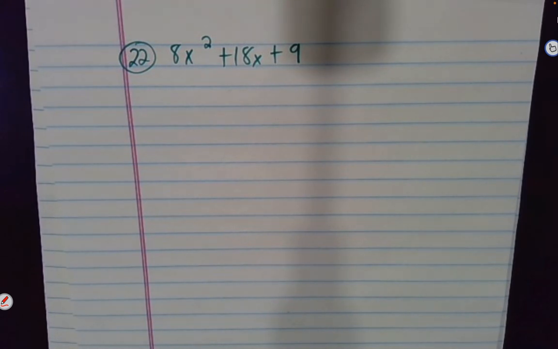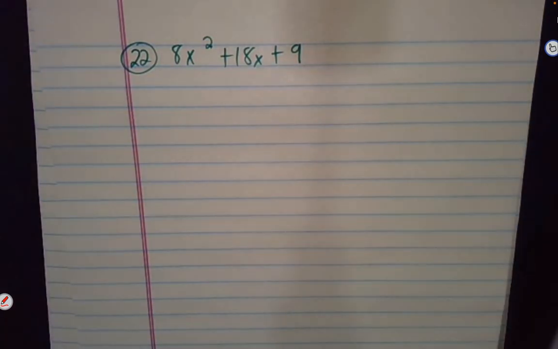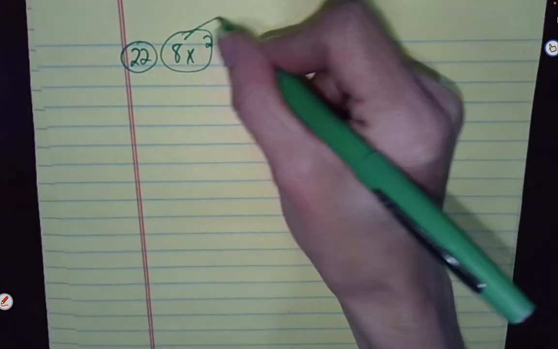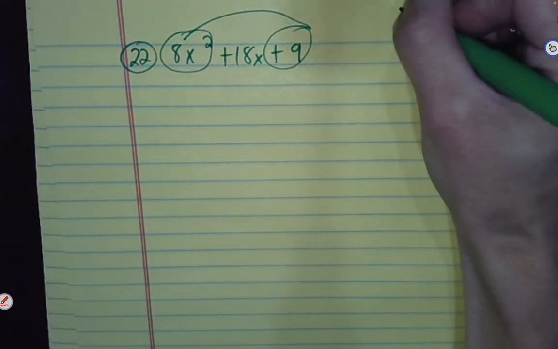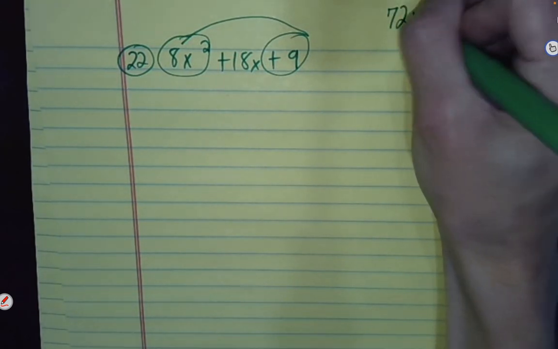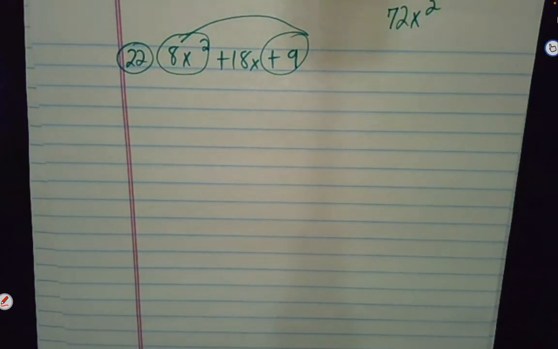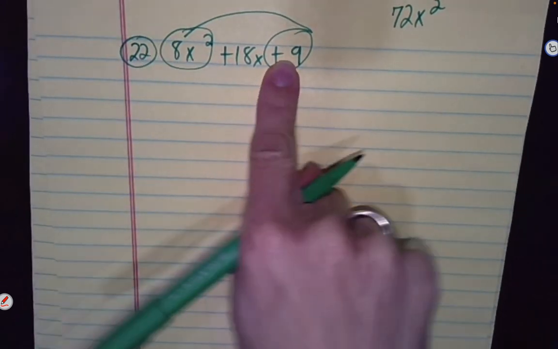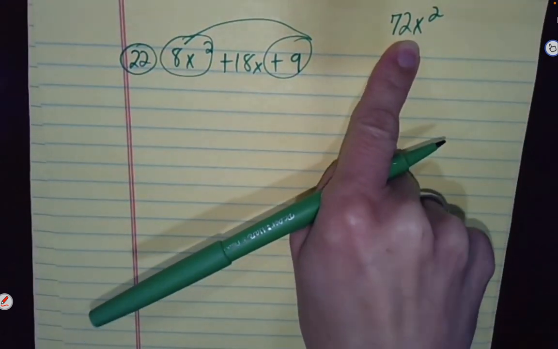Okay, back to math. What is 8 times 9? 8x squared times 9. We're on number 22. 72x squared. Do y'all know why in the world we're doing granny glasses? When there's a number out front, you're going to multiply it. Okay, and we get 72x squared.